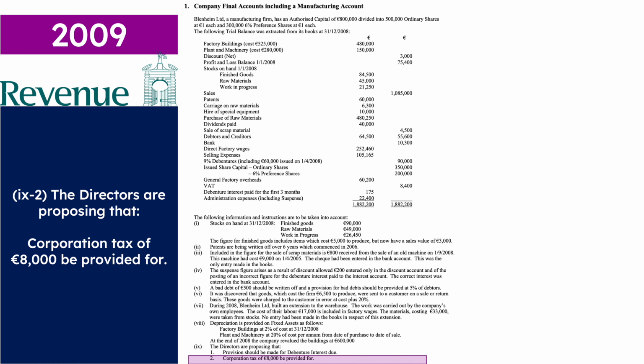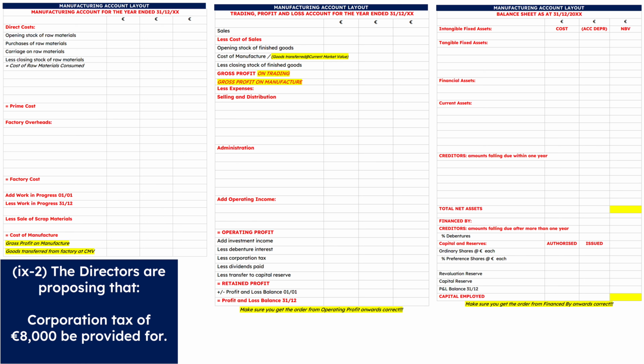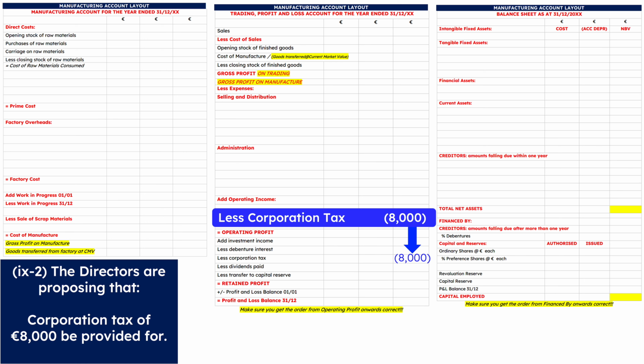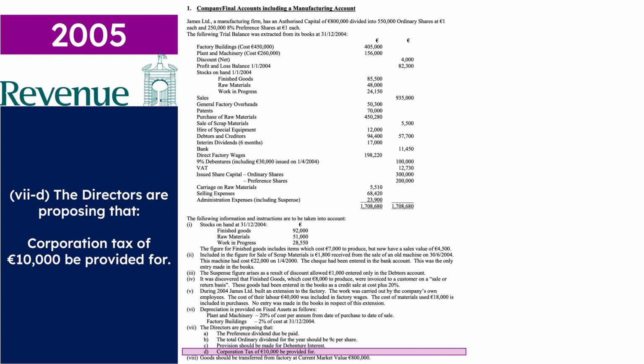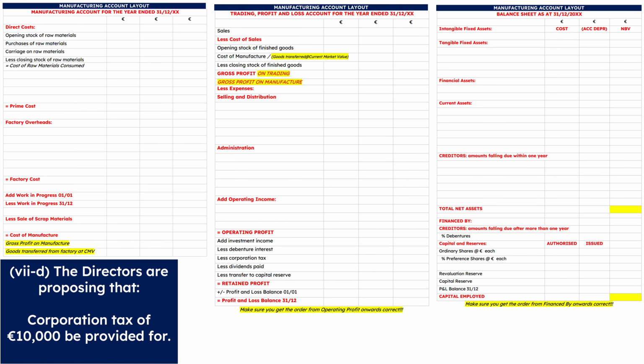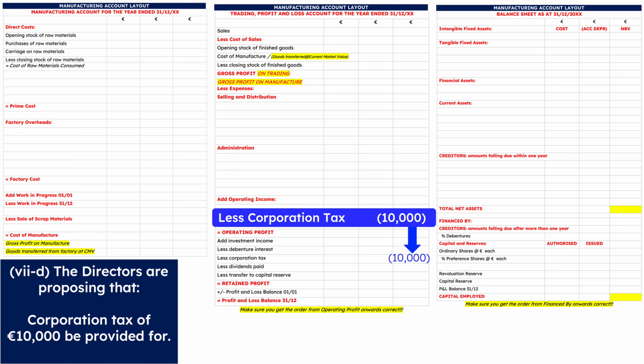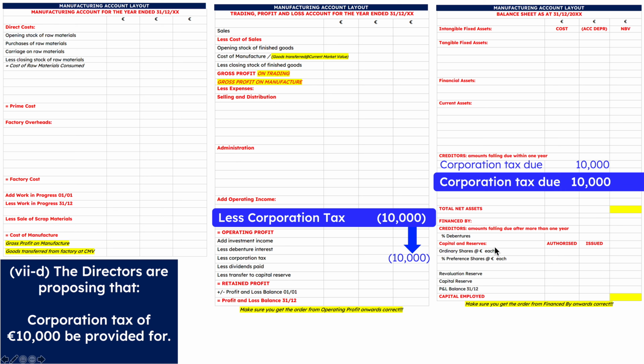In 2009, it says note 9 part 2, the directors are proposing that corporation tax of 8,000 be provided for. So again, in the trading profit and loss, less corporation tax, you've got minus 8,000 there, and in the creditors amounts falling due within 1 year, you've got corporation tax due there, €8,000. In 2005, you've got note 7 part D, the directors are proposing that corporation tax of 10,000 be provided for. So again, at the bottom of the TPL, less corporation tax, €10,000 there, and then you've got creditors minus 1 year, corporation tax due.